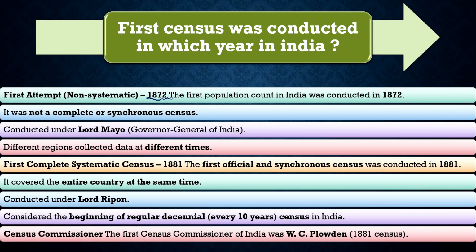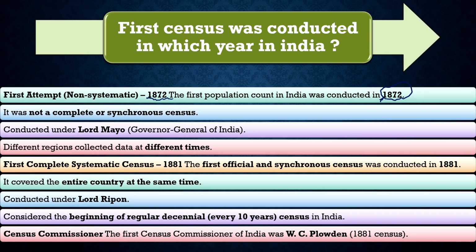The first census was conducted in India in 1872, and first population count in India was conducted in the same year, 1872. Okay, it's really important to remember, and I'll give you time to grab or screenshot, or you can take notes down. So I'm not gonna run too fast.